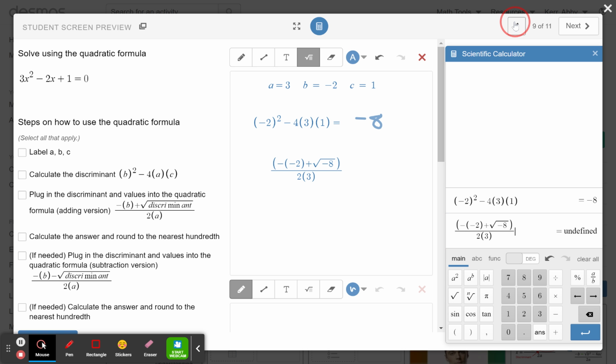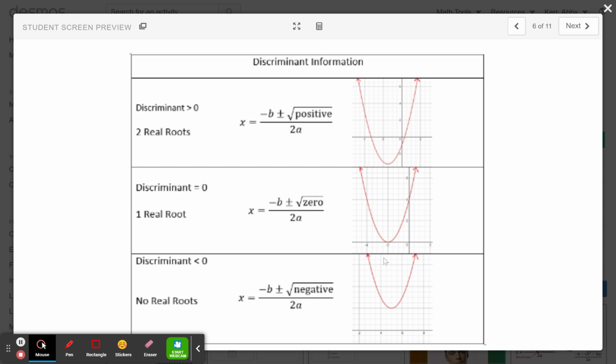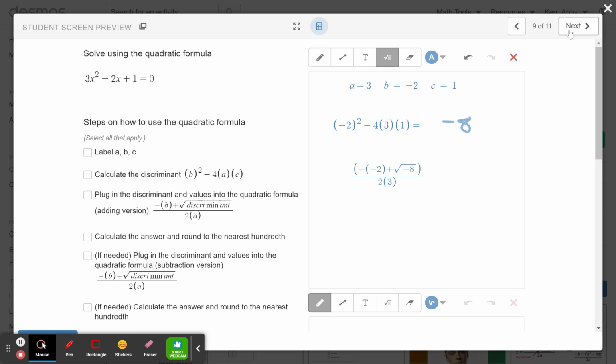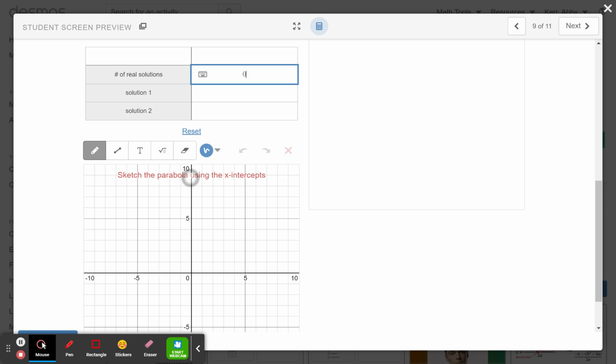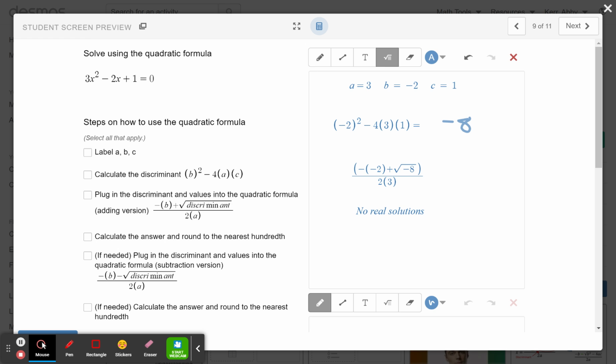Undefined tells me, if you go back to slide 6 again, notice I have a negative here. It tells me that there's no real roots or no real solution. So you have to be mindful of that. So there, we just have to put number of real solutions, there are none. Now all that means is it doesn't cross the x-axis.